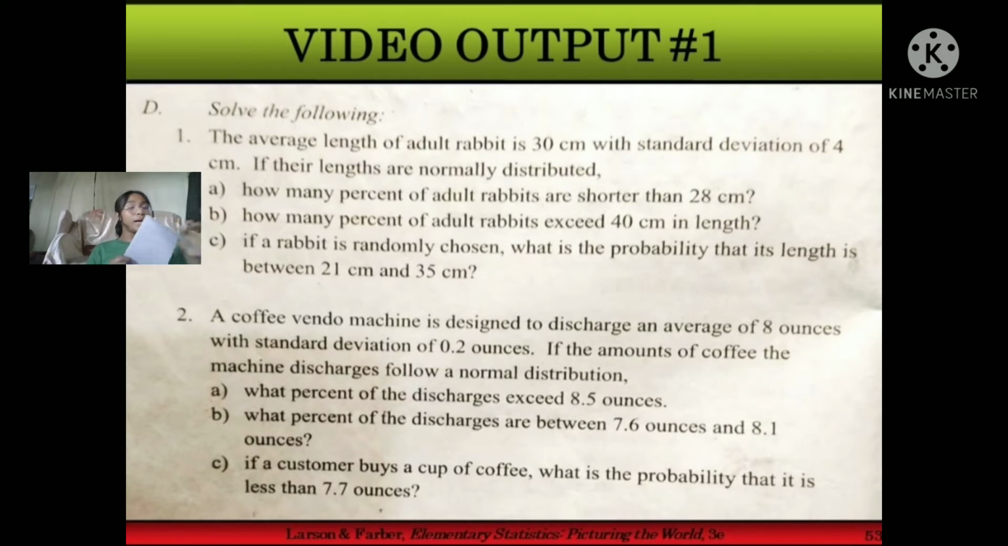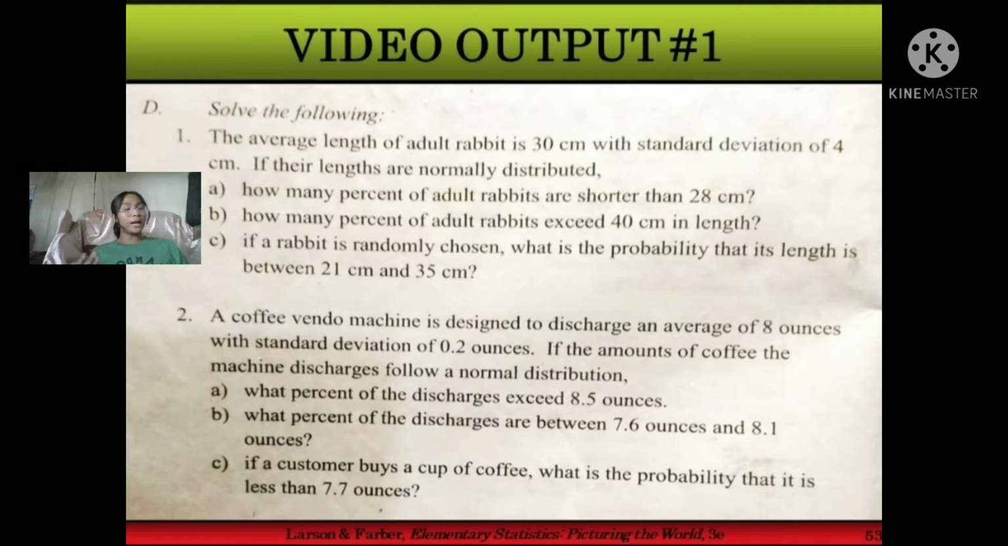Then in B, what percent of discharge is between 7.6 ounces and 8.1 ounces? And C is, if a customer buys a cup of coffee, what is the probability that it is less than 7.77 ounces? So, we read the problem, we're going to solve A first. What percent of discharge exceeds 8.5 ounces?